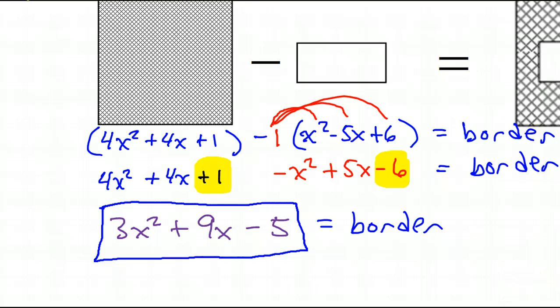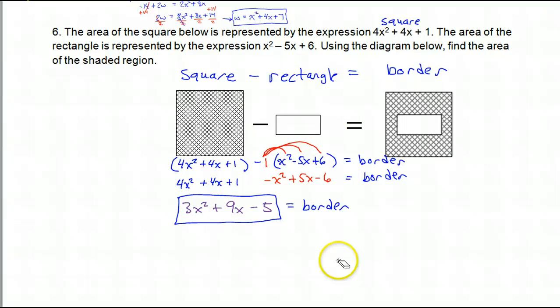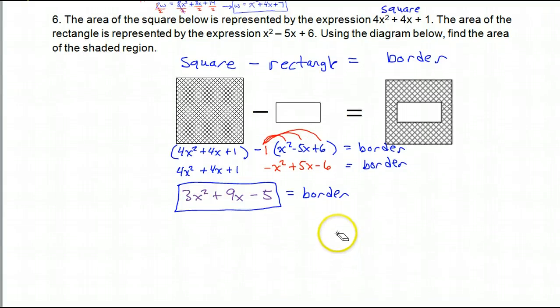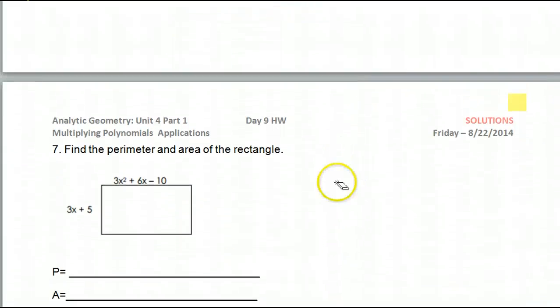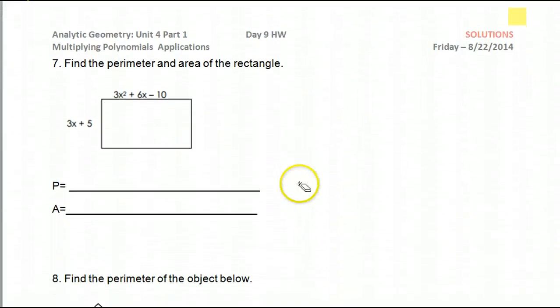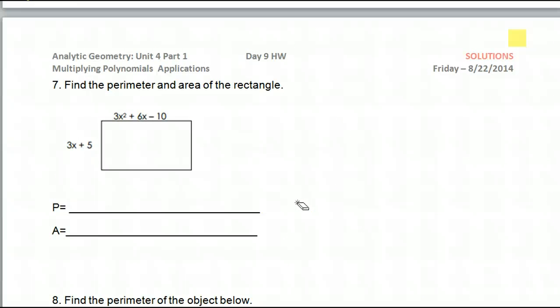So that was a little mind-blowing. Well, that was 2 mind-blowing problems in a row. Let's see what number 7 has in store for us. Not mind-blowing at all. So this should be quite simple. Find the perimeter and the area. So very straightforward. This is DOK 1, as we say in the biz, depth of knowledge, level 1.